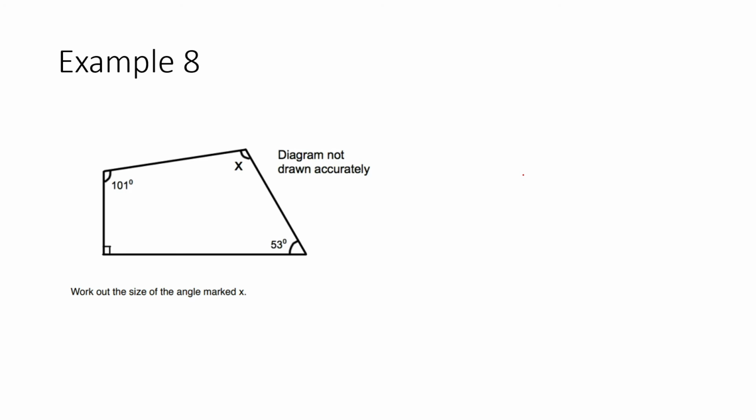So have a look here. So these are irregular quadrilaterals. Work out the size of the angle marked X. So angle marked X is this one here at the top. We are given the other 3 angles. Remember that this means it's a right angle, meaning it's 90 degrees.